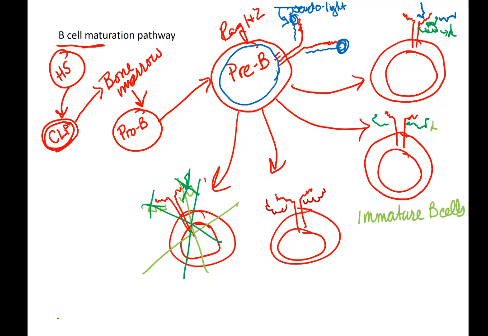So we build on this, right? We just build on this. So now we have 3 functional B cells, 3 functional immature B cells that have a light chain that sends a signal but not too strong. Okay?